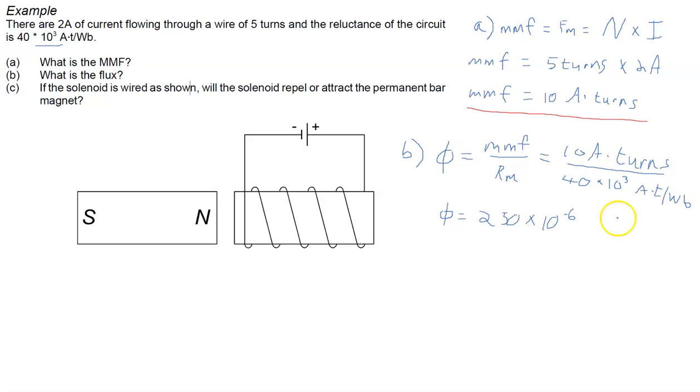And with respect to units now, amp turns in the numerator cancels with amp turns in the denominator. We're left with 1 over Webers. And so that means, of course, that our unit for flux is Webers. And 10 to the negative 6 can be replaced with a micro. So the flux in that circuit is 250 microwebers.